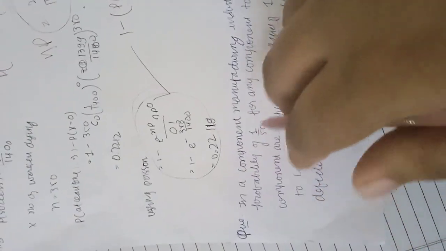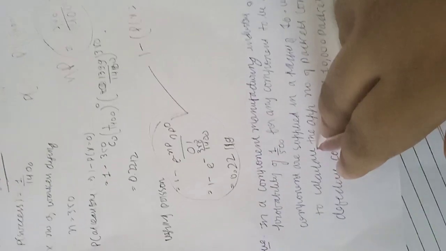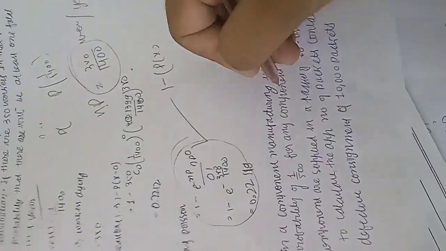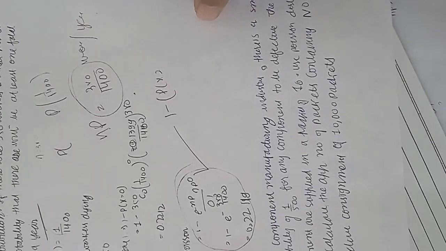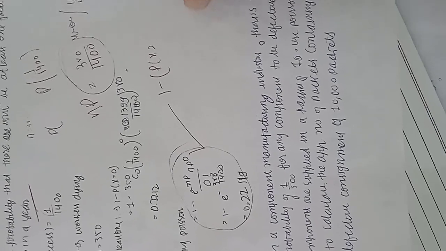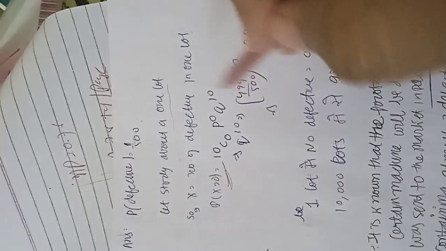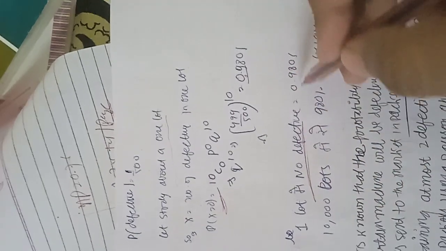In a component manufacturing industry, there is a small probability of 1 by 500 for a component to be defective. The components are supplied in a lot of 10. Use Poisson distribution to calculate the number of packets containing no defective components in a consignment of 10,000 packets. So you have done this question, so try it again. About 1 lot. So x is the number of defectives in 1 lot, no defective.